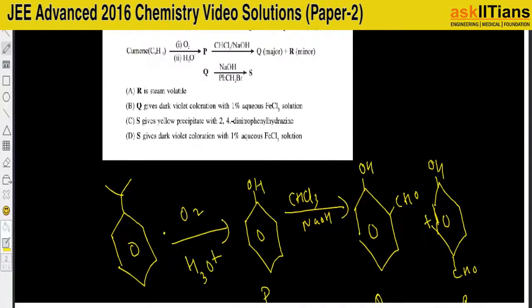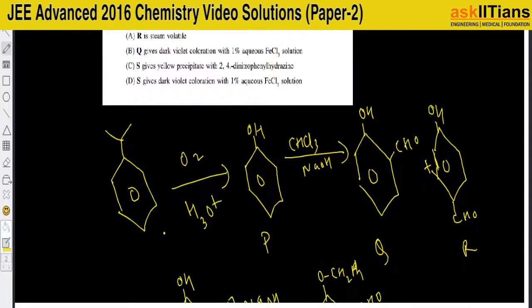A is saying R is steam volatile. R, if I look at, will not be steam volatile. Instead my Q will be steam volatile because there is a possibility of hydrogen bonding over here. So my option A is not correct.